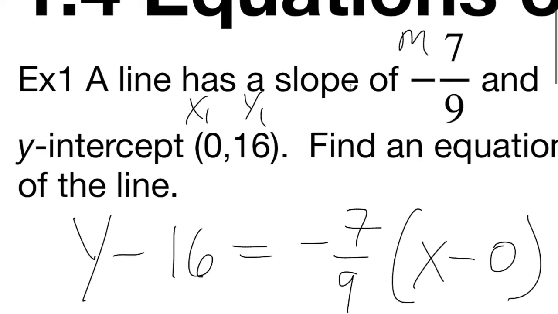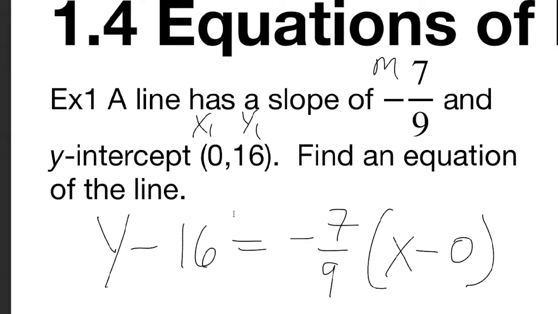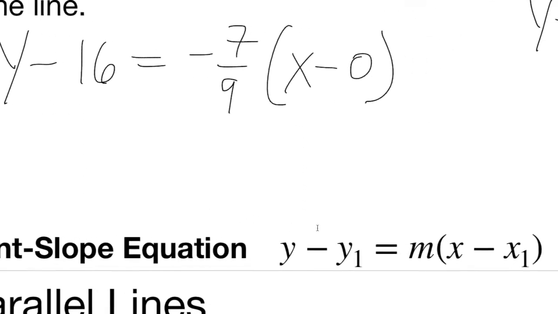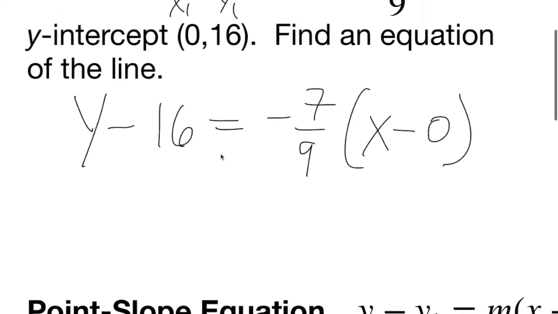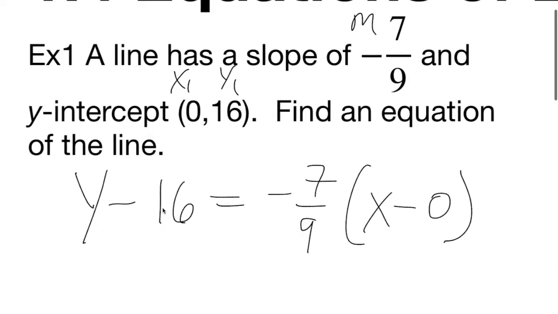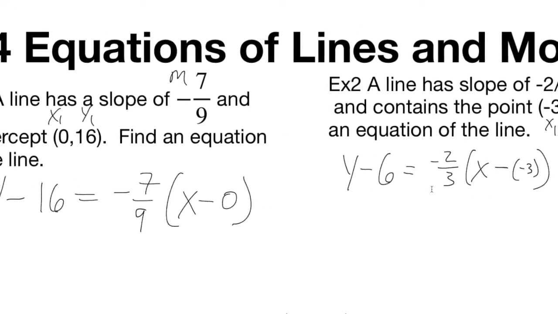Let's say a line has a slope of negative 7/9, and we can say that's the m value, and y-intercept (x1, y1) of (0, 16). Find an equation of the line. Well, because we know the point-slope equation form, y minus y1 equals m times x minus x1, you can just plug that information into the formula. Here's the m right here, negative 7/9. Here's the x1, 0, and here's the y1, 16. Type that into Desmos, which you'll have to do later, and you'll get an equation that you can use and graph.